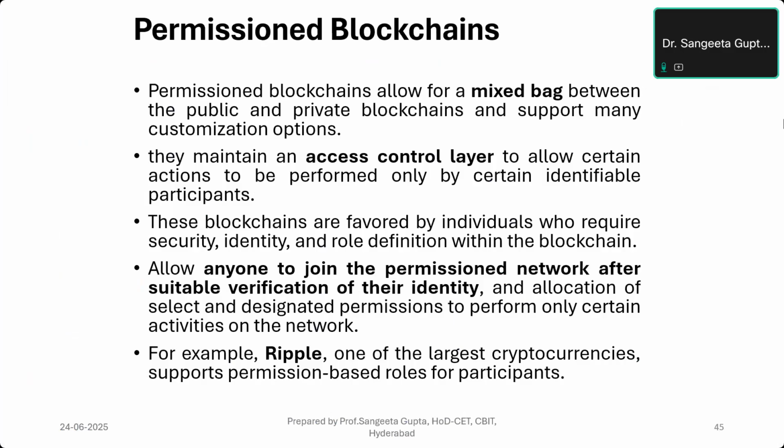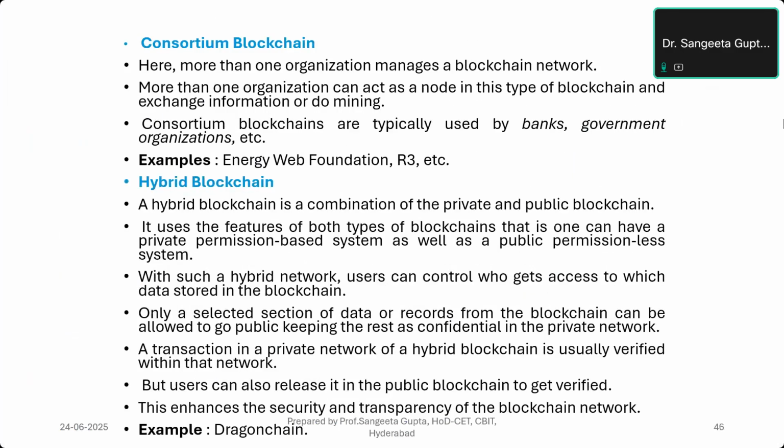Here also, the individual's identity has to be verified and their hierarchy-based access will be provided. Anyone who wants to join the permissioned network needs to get their identity verified. Also, the designated permissions will be allotted to the users to perform a restricted set of activities on the network. Hyperledger projects such as Hyperledger Fabric and Ripple are certain examples which support permissioned blockchain.